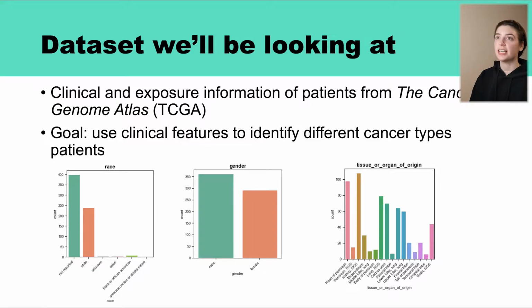As you can see here, I've just plotted some of the demographics, and we can see that it's not a balanced data set at all in terms of race. And there's also an imbalance when it comes to gender, however, it's marginal comparatively. And we can also see that there's an imbalance in regards to our goal, which is identifying the tissue origin of the cancer. So we'll have to look into each of these.